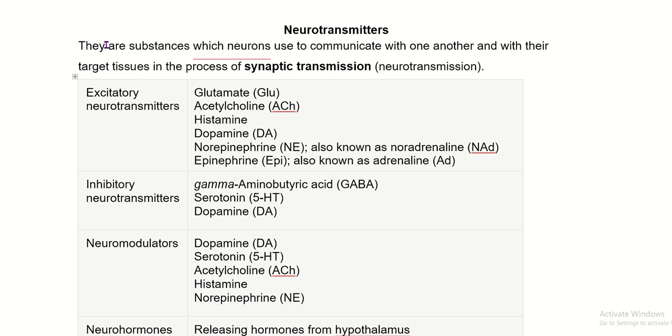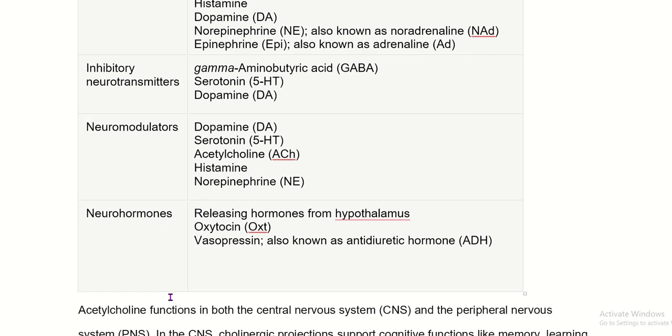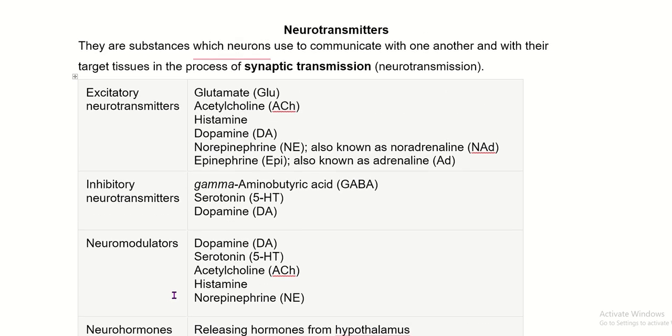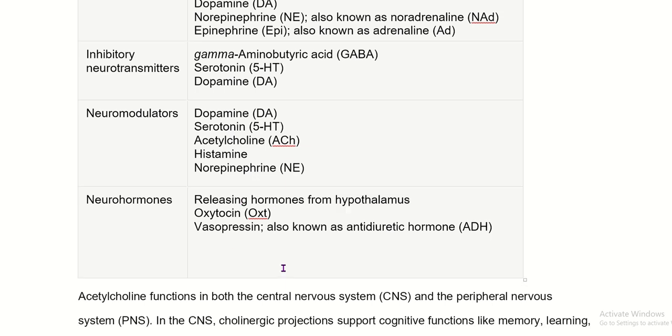Neurotransmitter. Neurotransmitter substances are how neurons communicate with each other. There is not only neurotransmitter, there is also neuromodulator and neurohormone, and all of these have a role in synaptic transmission, or passing of information from one neuron to another neuron. So these are examples of excitatory neurotransmitter. This is an example of inhibitory neurotransmitter. This is an example of the neuromodulator. This is an example of neurohormones.